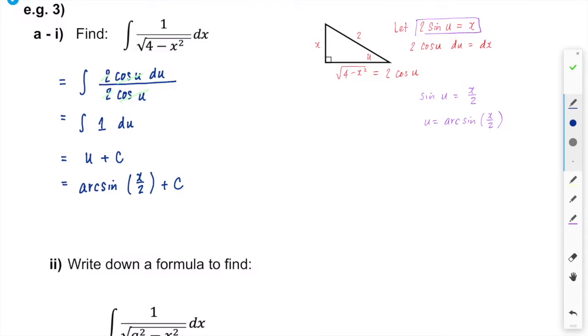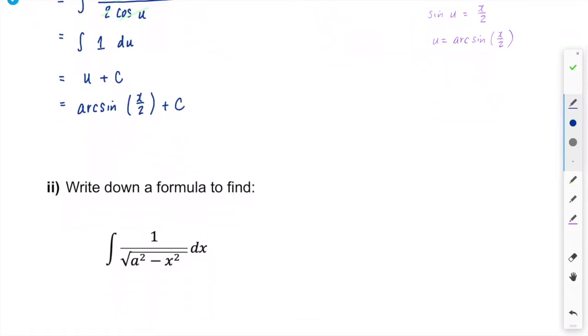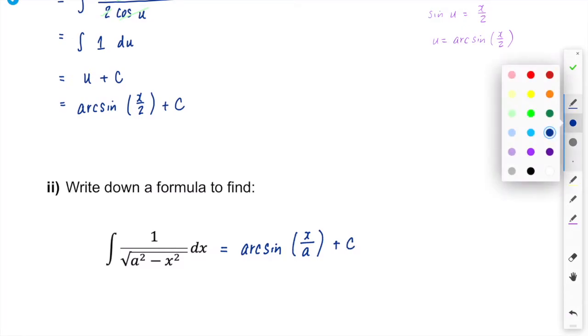Using this particular example, can you figure out a formula that is useful to find the integral of 1 over square root of a squared minus x squared dx? We just need to do some matching here, right? Because what we got was arc sine x over, well, it was 2 from part 1. So in general, it's going to be arc sine x over a plus c. This is found in your formula booklet.